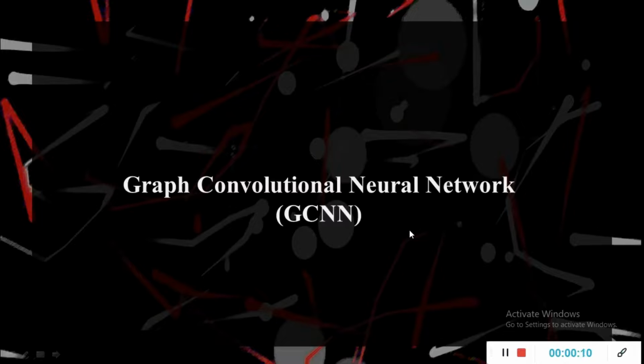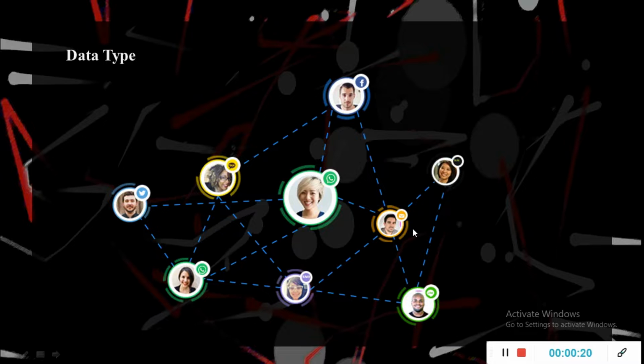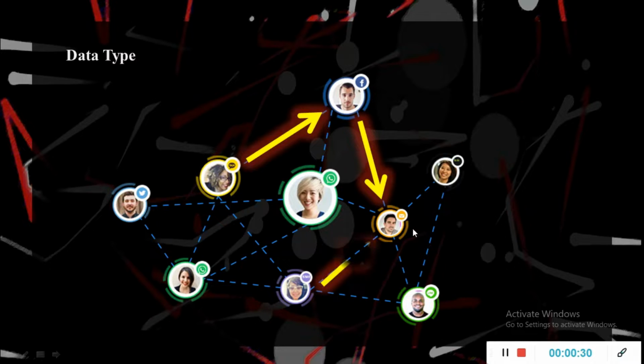Hello friends, in this video I'm going to talk about the Graph Convolutional Neural Network model. In daily routine we have data in the form of a graph, like social media data. This person is connected with this person, who is connected with this, and the chain goes on.